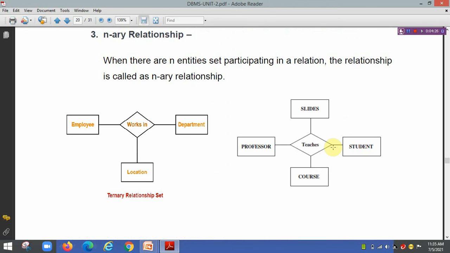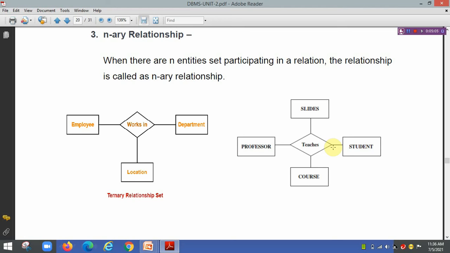Next one is the n-ary relationship. When n number of entity sets participate in a relation, the relationship is called an n-ary relationship. If 3 entities are participating, it is known as a ternary relationship. If 4 entities are participating, it is known as quaternary. If 5 entities are participating, it is a 5-ary relationship, also 6 entities, 6-ary. N means whatever number is created.